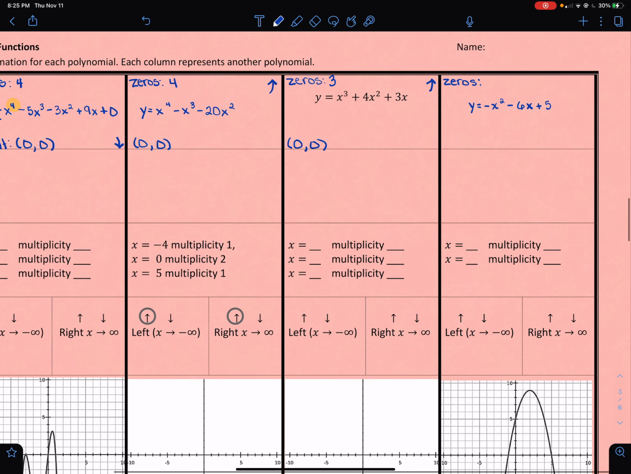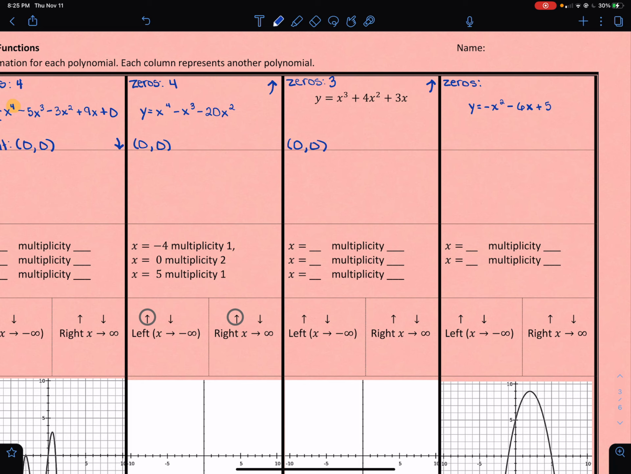All right. Looking at this last one on this second page, the number of zeros is the highest exponent, so that'll be 2 zeros. Okay. The y-intercept on this one is 0, 5. And since the a value is negative, the right side of the graph will open down.